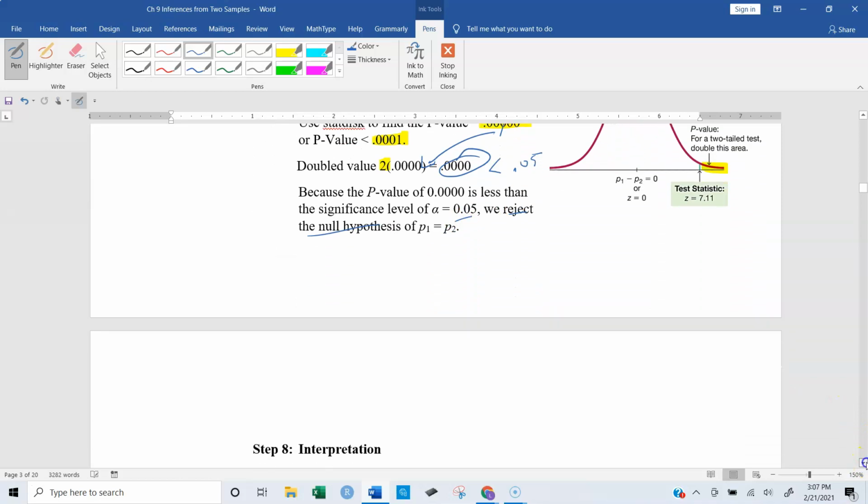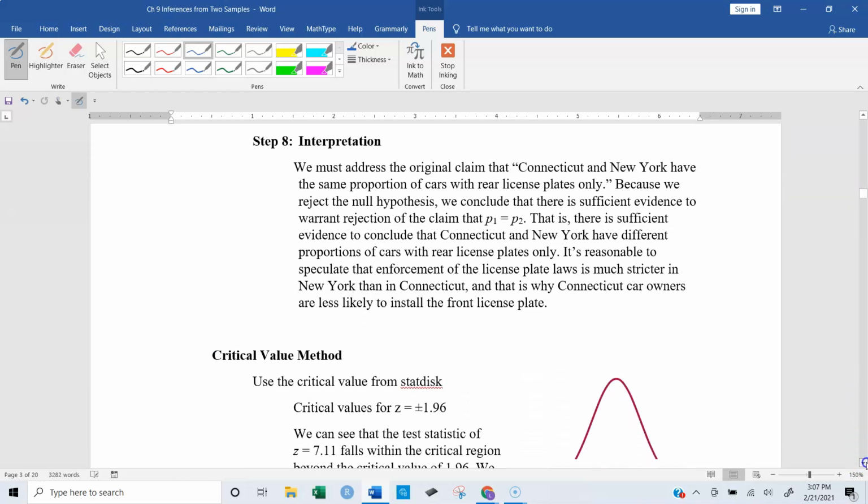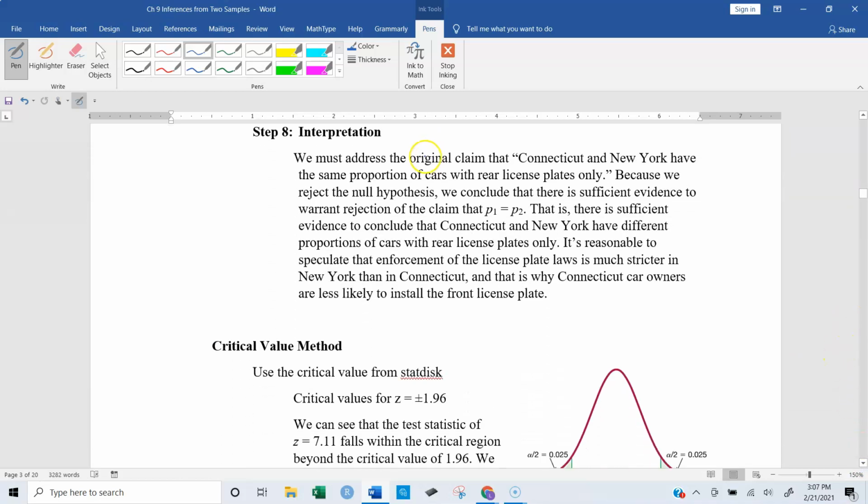Now let's go over what this means. Of course, because we rejected the null, there is sufficient evidence to warrant rejection of the claim. That means there is sufficient evidence to conclude that Connecticut and New York have different proportions of cars with rear license plates. Because we rejected the null, we reject that they are equal. So since they are not equal, they must be different.